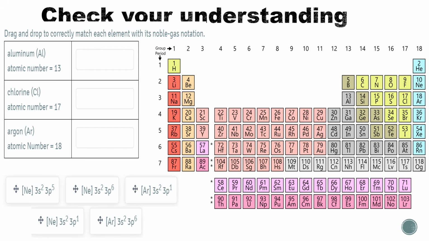Right? So, what is the noble gas notation? We already did aluminum and we did chlorine. The noble gas notation for aluminum is actually Ne, 3s2, 3p1.